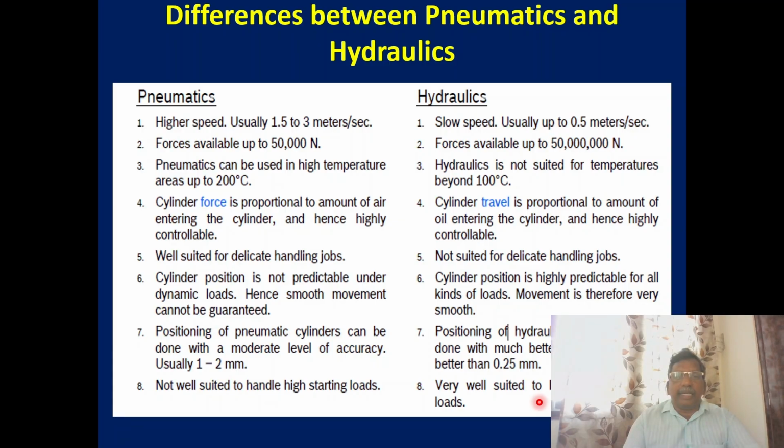When positioning a pneumatic cylinder, it can be done with a moderate level of accuracy, usually 1 to 2 mm. The positioning of hydraulic cylinders is much more accurate, usually better than 0.25 mm variation. So the precision is 0.25 mm variation. Pneumatics is not well suited for handling high starting loads, while hydraulics is very well suited. These are all the differences between pneumatics and hydraulics.